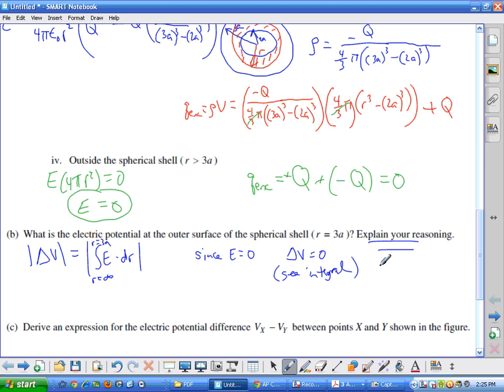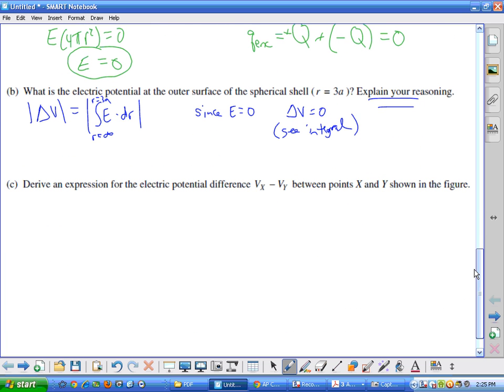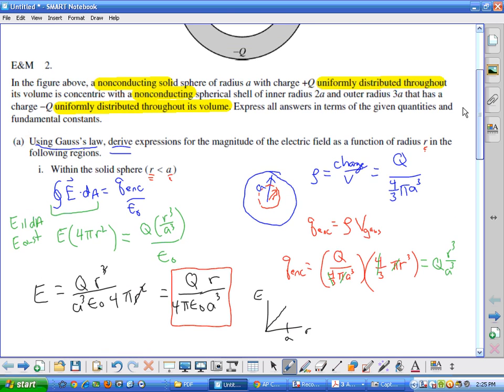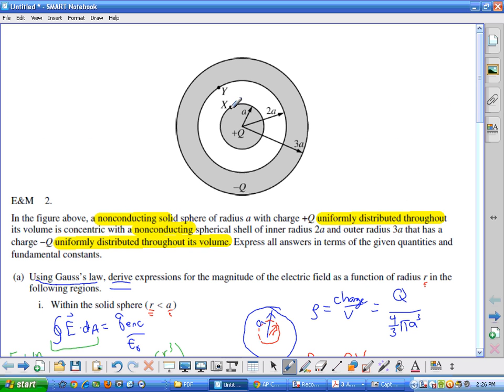So you wouldn't just be able to write down that the voltage is 0 since the electric field is 0 unless you actually showed the equation for this. Again, other ways of saying it are that there's no work needed to move a point charge since the electric field is 0. So the key is that the electric field was 0, but you need to explain why that works. The last part is derive an expression for the electric potential difference between points x and y in the figure. And so x is on the surface of this sphere, y is on the surface of the shell.